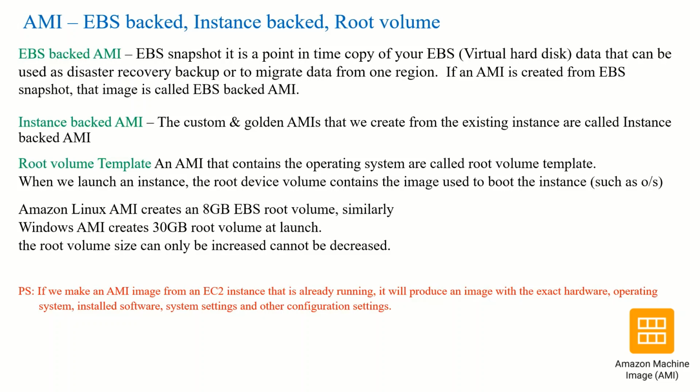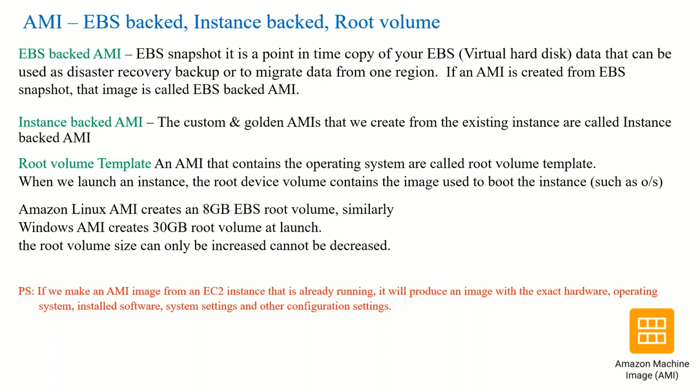We can do that. So Amazon Linux AMI creates an 8 GB EBS root volume by default while creating a Linux-based virtual machine. If it is a Windows-based virtual machine, it will be a 30 GB root volume at launch. So the root volume size can only be increased and it cannot be decreased. That means while creating a virtual machine, the default 8 GB or 30 GB, whatever has been provided, if you want, you can make it 800 GB or 1 TB. Similarly, you cannot reduce from 8 GB to 6 GB or 7 GB.